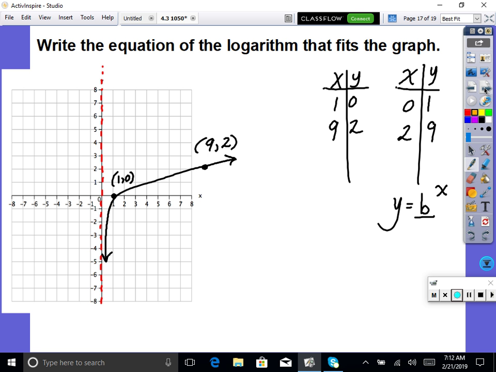All right, we're down to our last couple. We have 2 last examples. I just felt like if I didn't show these last 2, you might have a hard time doing it. So let's look at this. Write the equation of the logarithm that fits this graph. So they would just give you this graph.